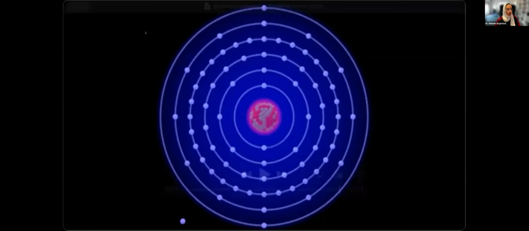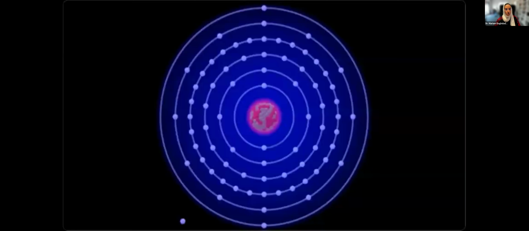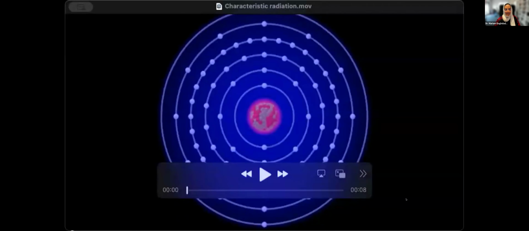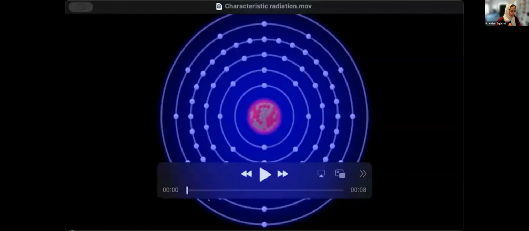So let me bring this one up, and I'm going to change the sharing screen to something else. All right, quick play characteristic radiation. All right, share. Okay. So here's a new one. Thumbs up if you can see it. Thumbs up? Yes? Yeah, okay, perfect.